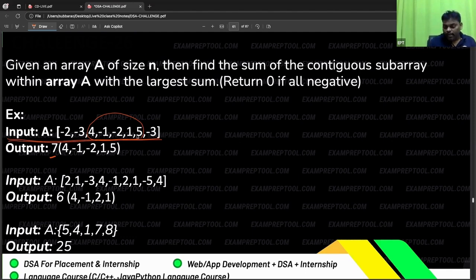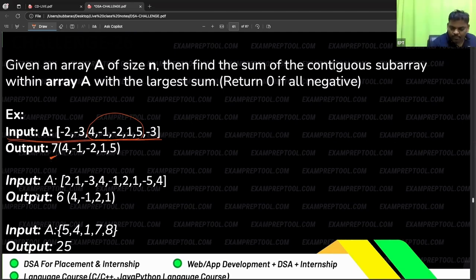You are getting some negatives, but if you see both the corners, 4 and 5 are bigger values, and in between there are small negative values. You can still take them so that you will get the maximum value. So for the first example, the answer is 7.